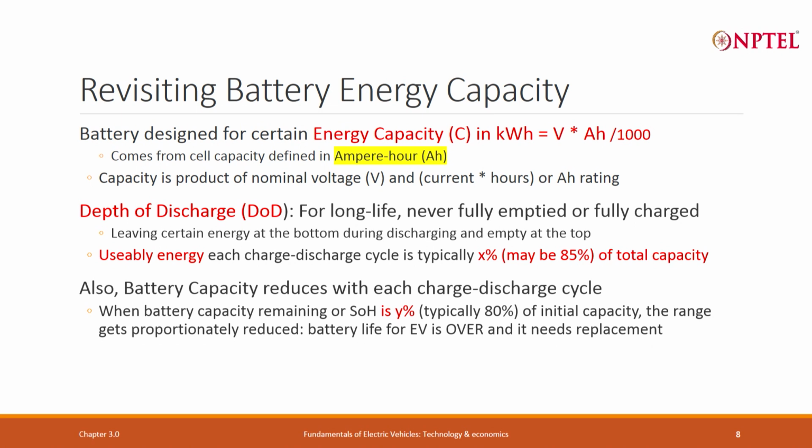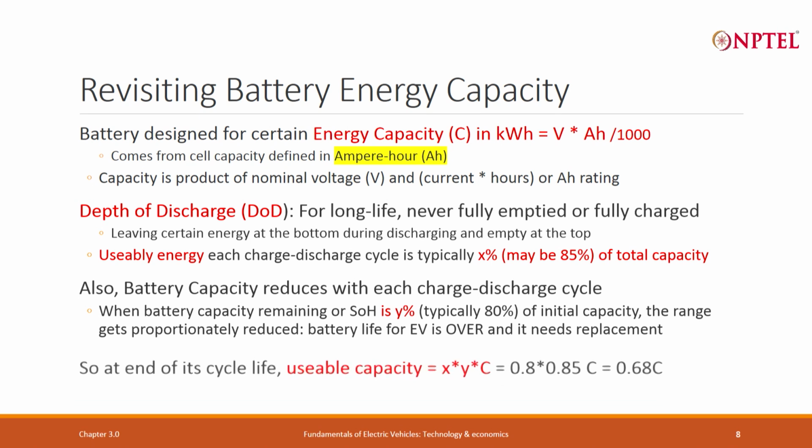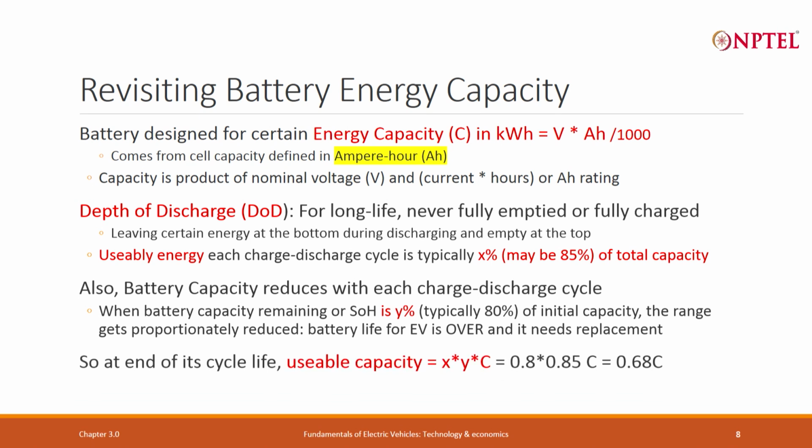And at the end of life, when the battery capacity remaining, or state of health, is y%, that means the battery's initial capacity has gone down to y%. That is the battery life, then the battery life may be over. So actually, the energy available for you at the end of life is only x% of y% of the C, and this is what I had told you.